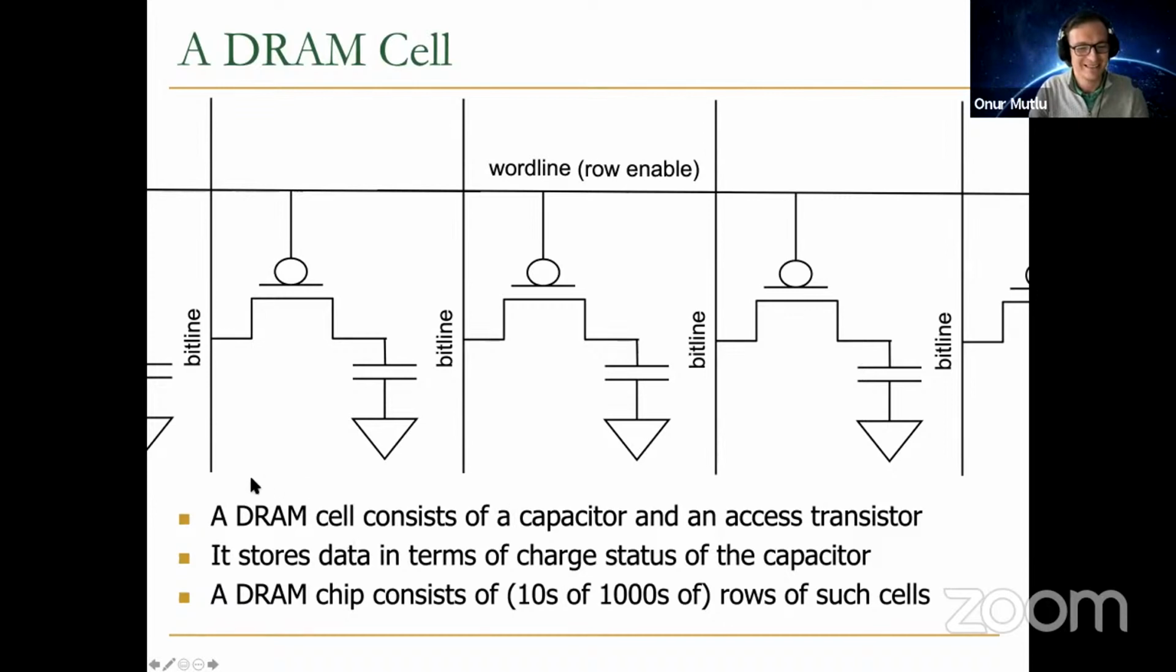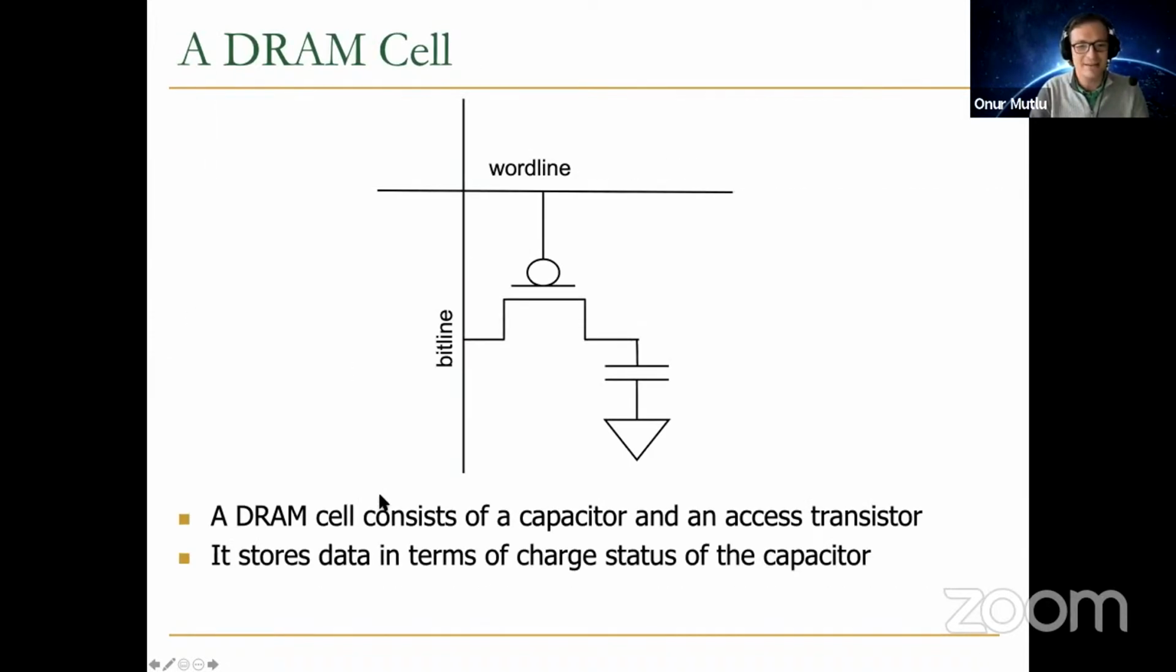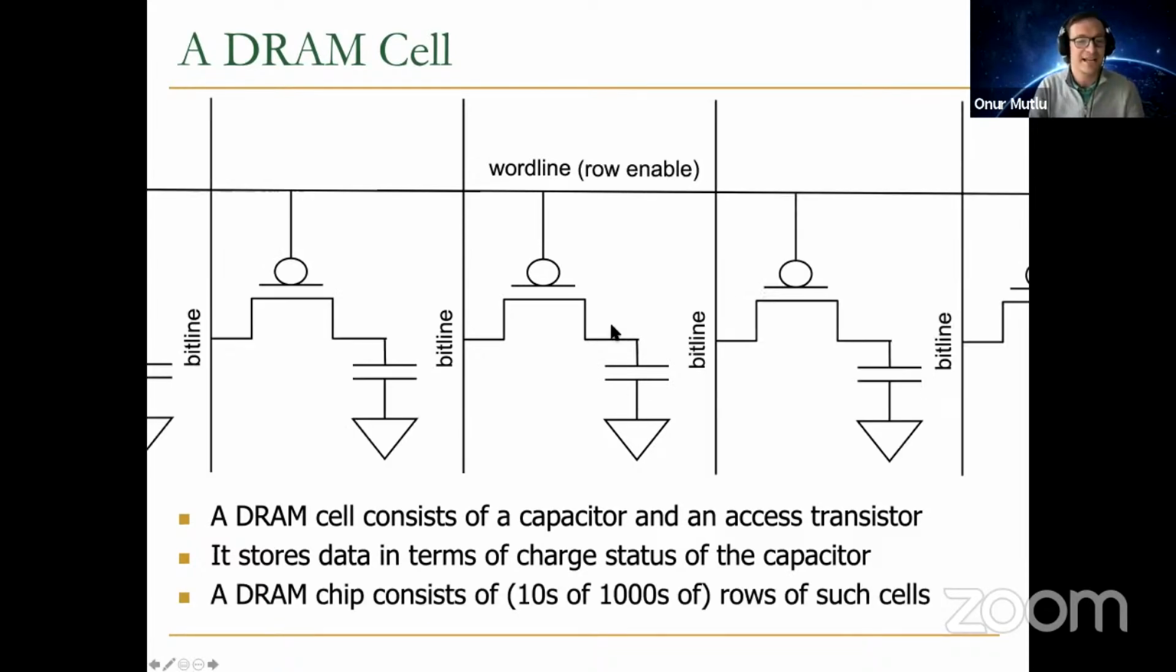I agree. Okay, so basically, let me go back. A DRAM cell stores charge in the capacitor, and that charge represents your data, 1 or 0, basically. And you have many of these DRAM cells. This is just 1 bit, right? If you actually have many rows of such cells, and each row is, let's say, 8 kilobytes, you have thousands and thousands and thousands of rows in a chip.